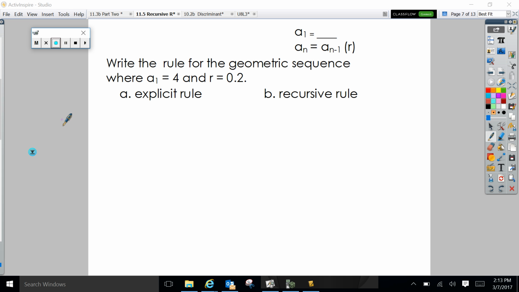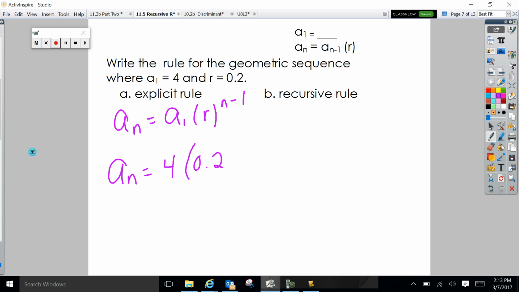All right, let's practice writing rules for the geometric sequence. I'm telling you that the first term is 4 and that the common ratio r is 0.2. So an explicit rule for geometric sequences is a sub n equals a sub 1 times r to the n minus 1. So to write that rule, it's just a sub n, where a sub 1 is 4, r is 0.2 to the n minus 1.